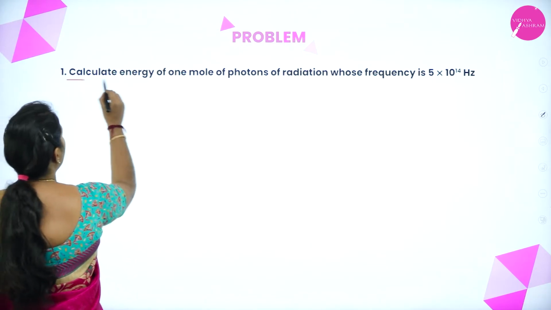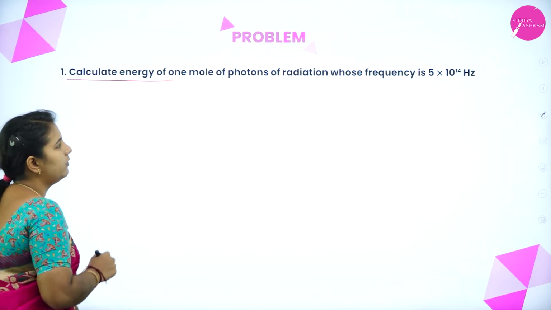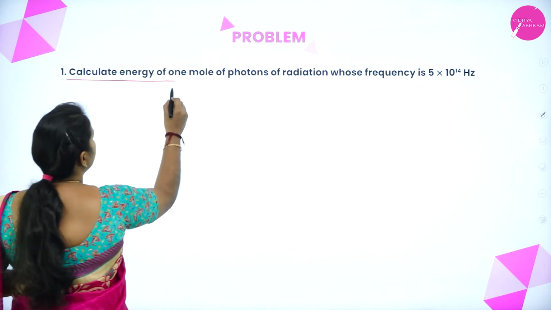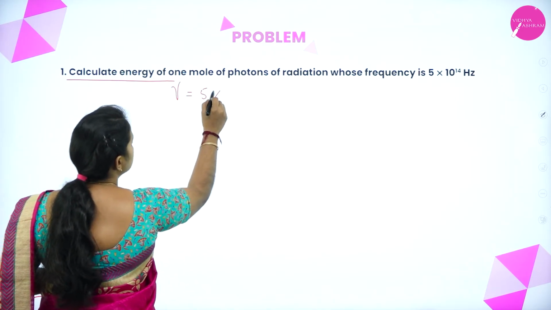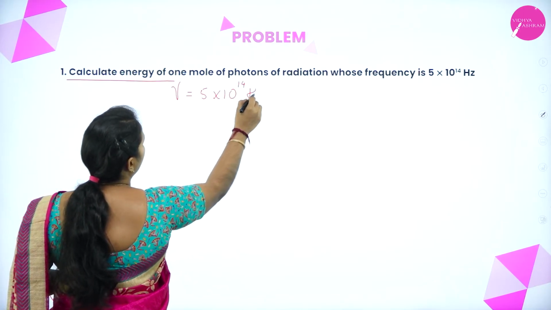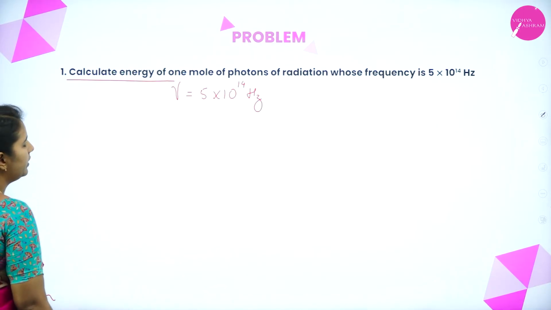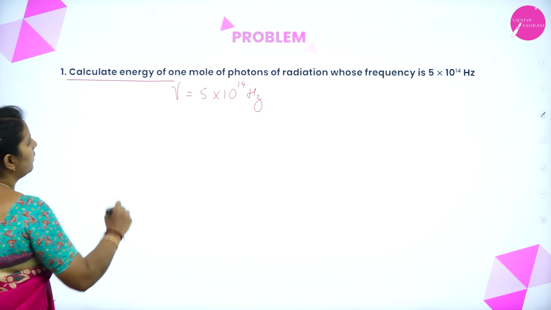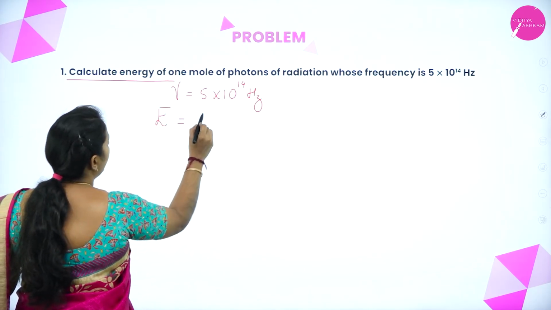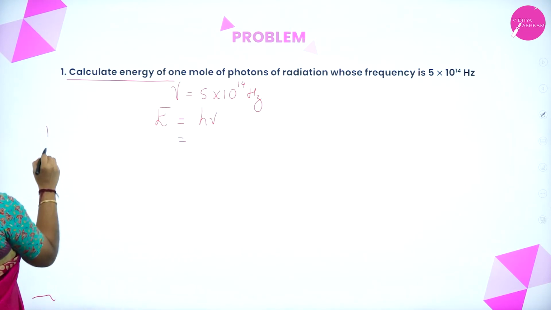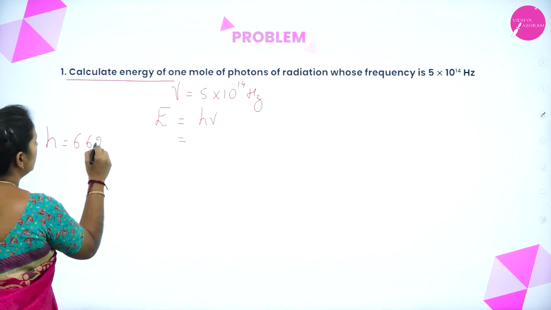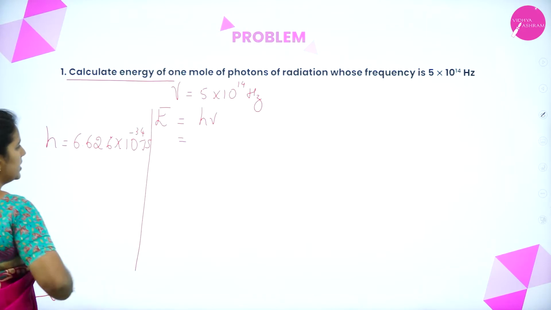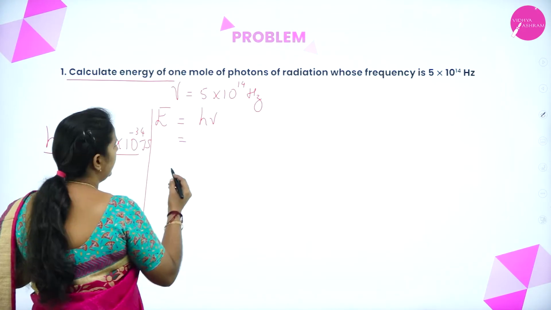Calculate the energy of 1 mole of photons of the radiation whose frequency is 5 into 10 to the power of 14 hertz. Here they have given the frequency value of the photon, that is 5 into 10 to the power of 14 hertz. Here we need to calculate the energy of 1 mole of photons. We know that energy is given by h into nu, and h is 6.626 into 10 to the power of minus 34 joule seconds. This is a constant value known as Planck's constant.